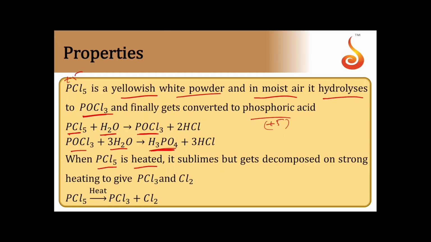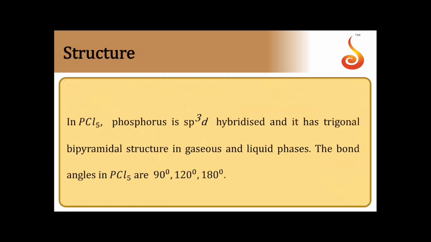When PCl5 is heated, it sublimes. But at high temperature and strong heating, it dissociates into PCl3 and Cl2. So PCl5 is a sublimating solid. These are the properties of PCl5.